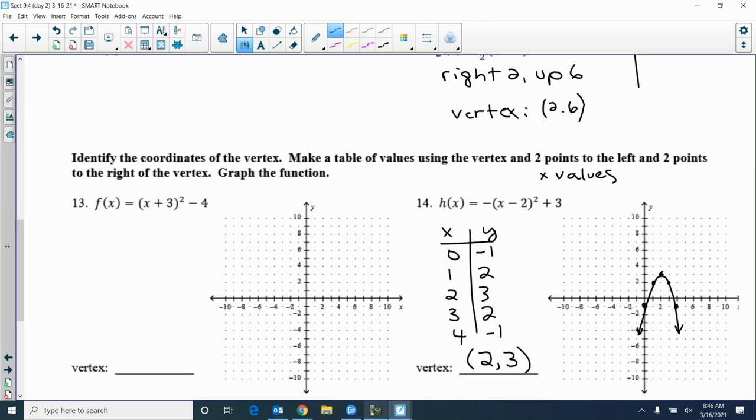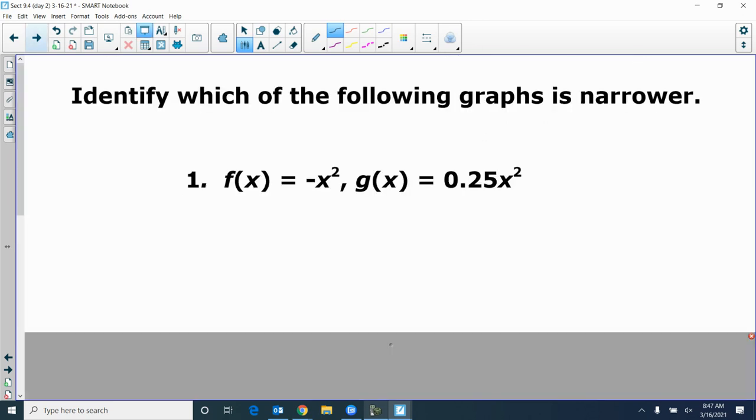What makes it open down? Okay, Christian? The negative. The negative in the front. Okay, so some of you had it opening up automatically. You got to be careful there. So it opens down. All right, let's see if we've gotten any better.